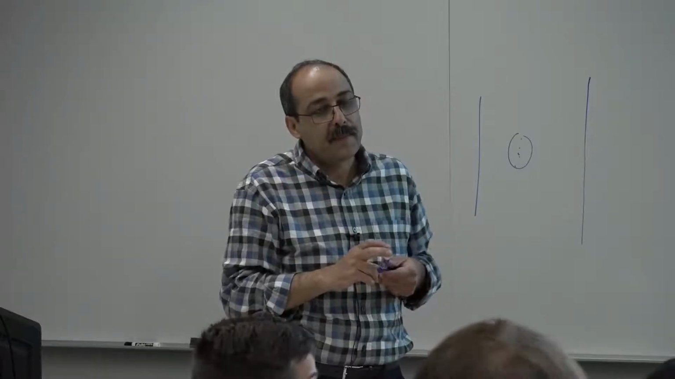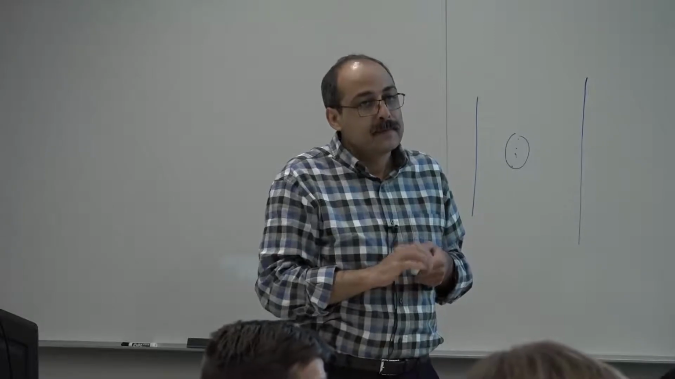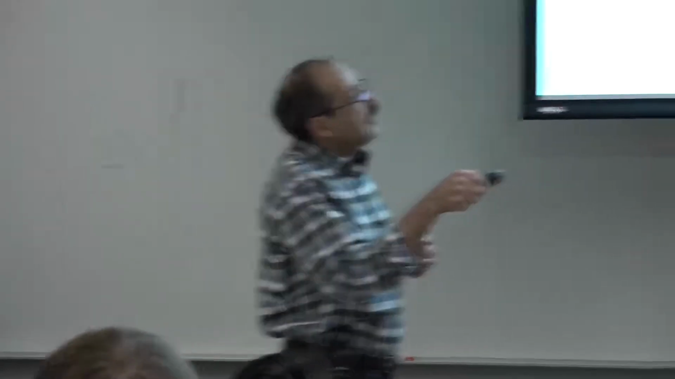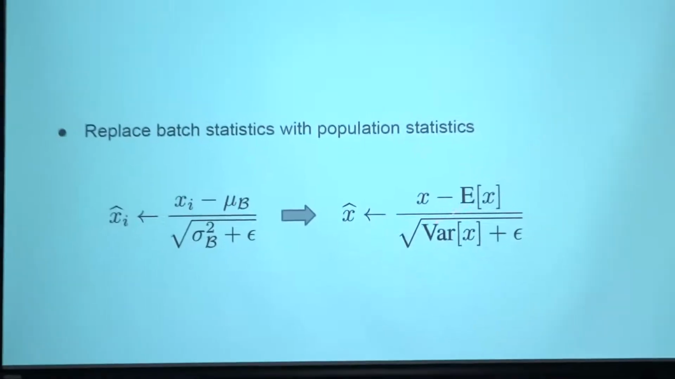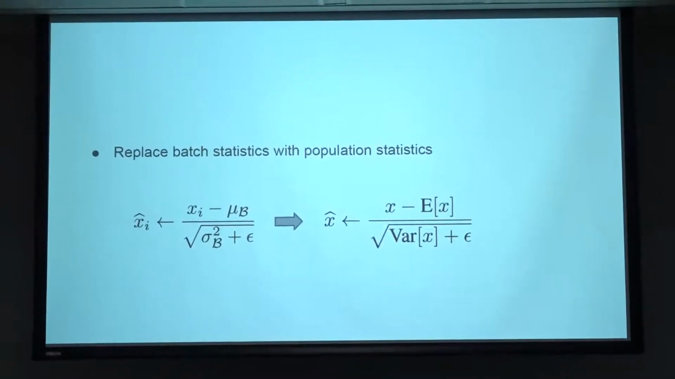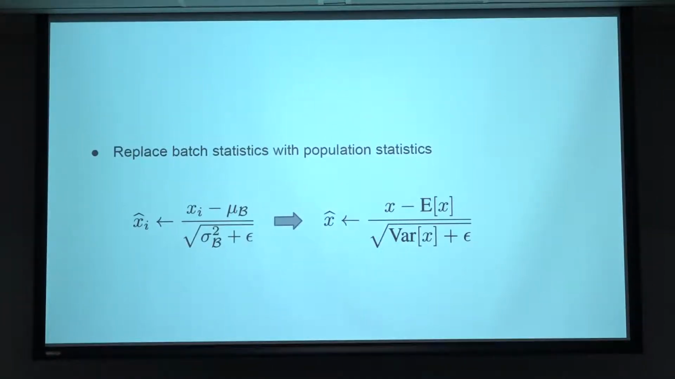Yes? What should we do at test time? Because at that time we don't have the variance. Yeah, good question. At test time, you replace them with the mean of the population and the variance of the population, not the batch, the total mean.